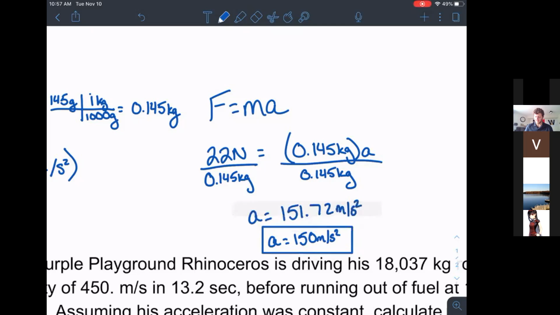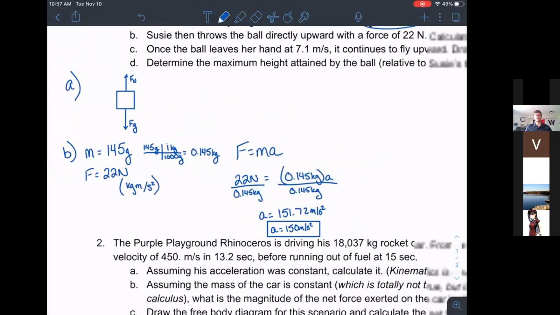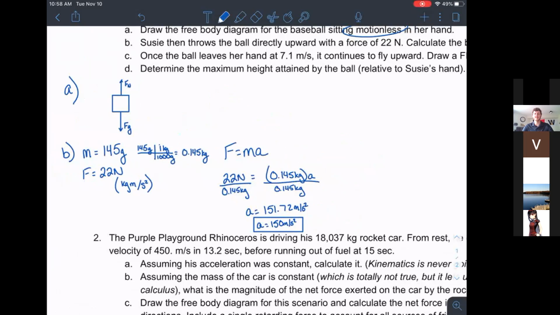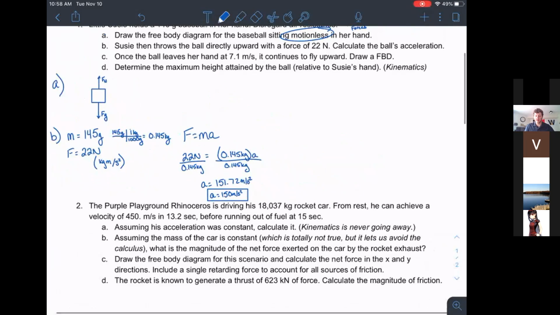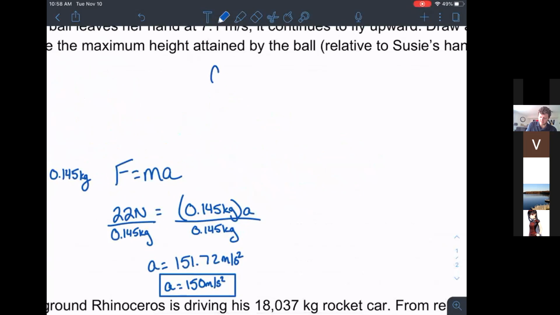There we go. Any questions on A or B and how we did those? All right, let's go to C. It says once the ball leaves her hand and it's at 7.1 meters per second, it continues to fly upward. Draw a free body diagram. For this one, let's draw that free body diagram.